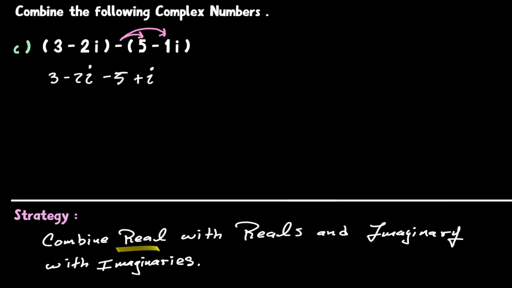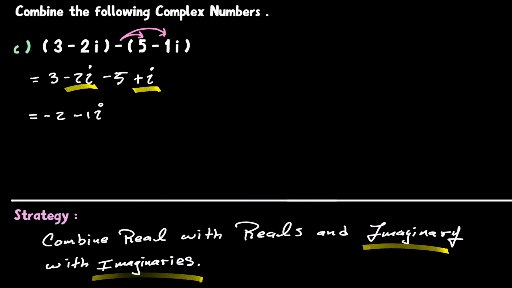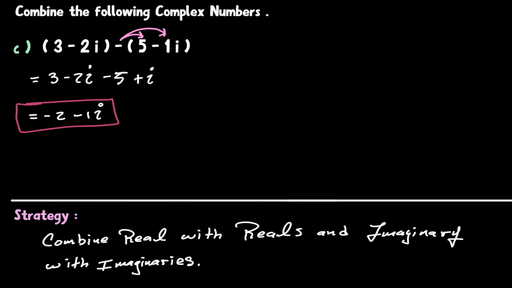So now let's combine reals with reals, which in this case are the value of 3 and the value of negative 5. They do not have an i on them. They are real numbers. And when we combine them, that's going to give us negative 2. And now let's combine imaginaries with imaginaries, which in this case are negative 2i and positive 1i. When we combine them, we get negative 1i. So we are done. Now, one thing to notice, the same expression could have also been written as negative 2 minus i. Either way, they represent the same thing.